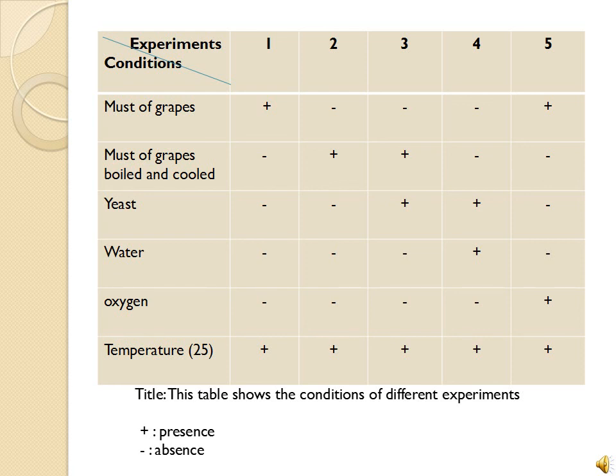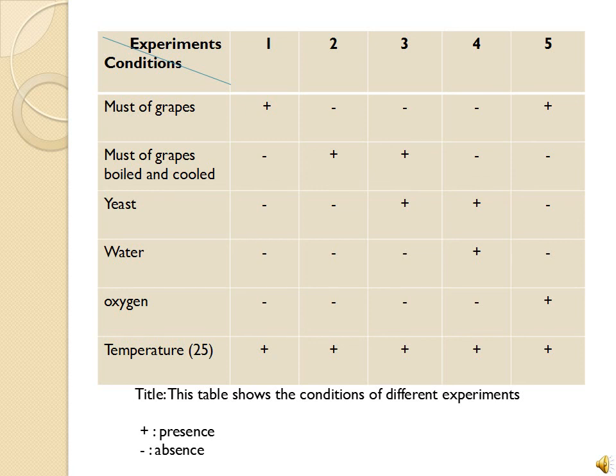Water is present only in one experiment, experiment 4, so I put plus under experiment 4 and minus for all the rest. Oxygen is not present in experiment 1, 2, 3 or 4, but it is present in only one experiment, experiment 5, so I put plus. Temperature 25 is present in all experiments, so I put plus in all the experiments.